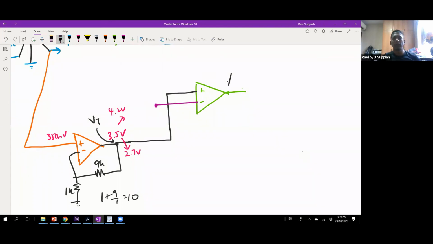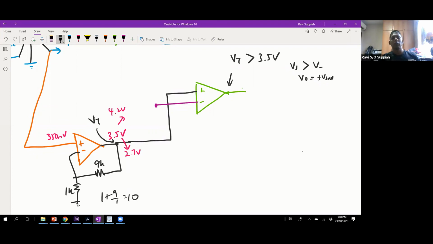So this op amp, I want it such that when VT is bigger than 3.5 volt. The negative is the reference voltage, so the reference voltage must be 3.5, all right? Because when V plus is bigger than V minus, my output will go to plus Vsat. When V plus is bigger than V minus, my Vout will be plus Vsat.